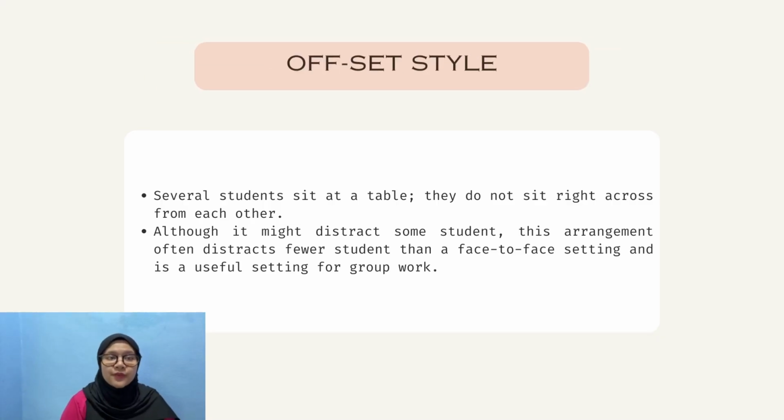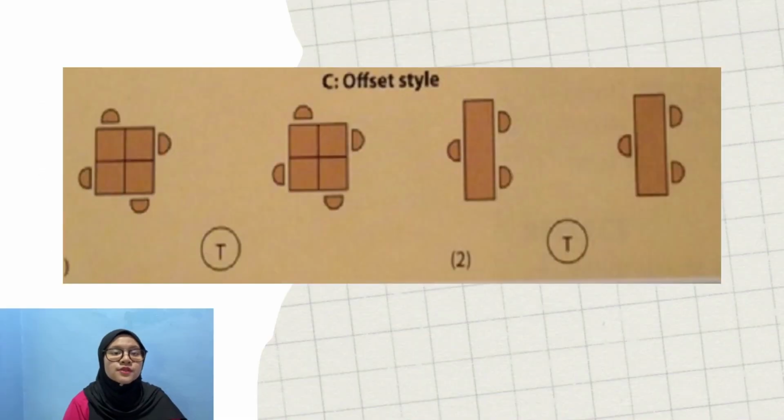Now I will explain offset style. Several students sit at the table. They do not sit right across from each other. Although it might distract some students, this arrangement often distracts fewer students than a face-to-face setting, and it is a useful setting for group work. This picture shows some designs of offset style.